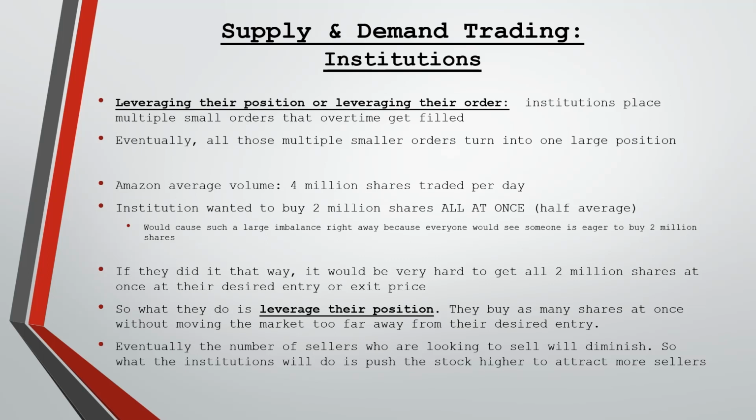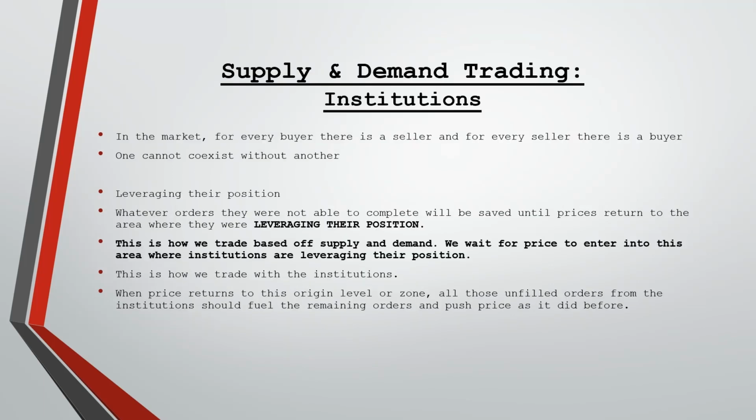So it's extremely important for you guys to understand, for every buyer in the market, there's going to be a seller. And for every seller in the market, there's going to be a buyer. One cannot coexist without another. If I'm looking to sell my shares, someone has to be there to buy them, right? Or if I'm looking to buy shares and go long on a position, someone has to be there to be selling them to me. So going back to the buyers pushing the stock higher to attract more sellers.